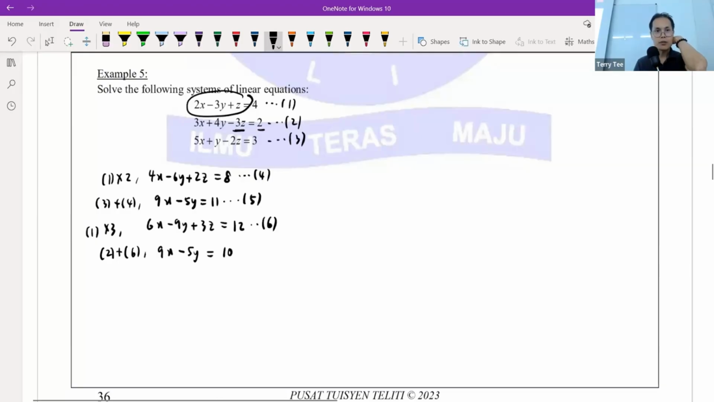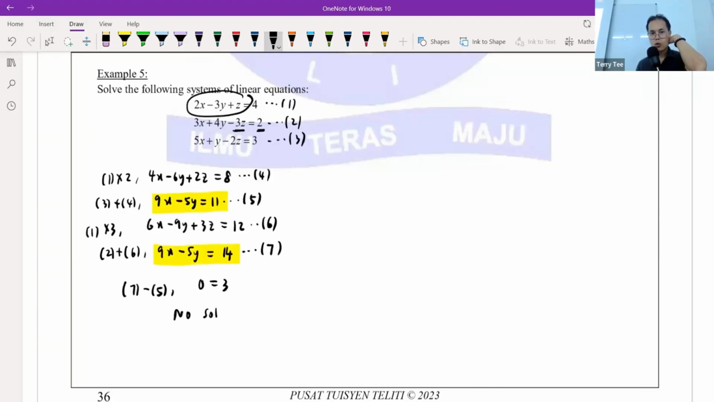Okay, now let's focus on these two equations. We can see that they have the same coefficient of x and y, but different number at the back. So when I take equation 7 minus 5, you can do 5 minus 7, you should get 0 equals 3. In this case, it's a false statement. We say there is no solution. Yeah, the equation has no solution.